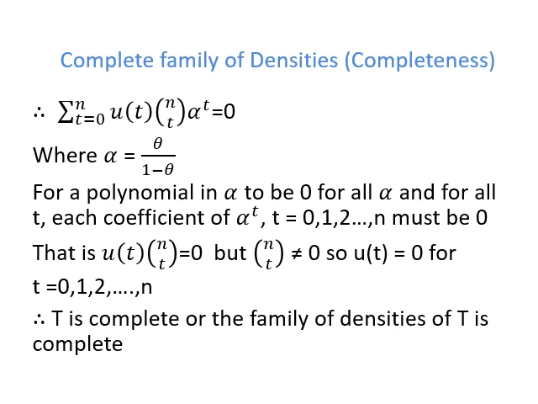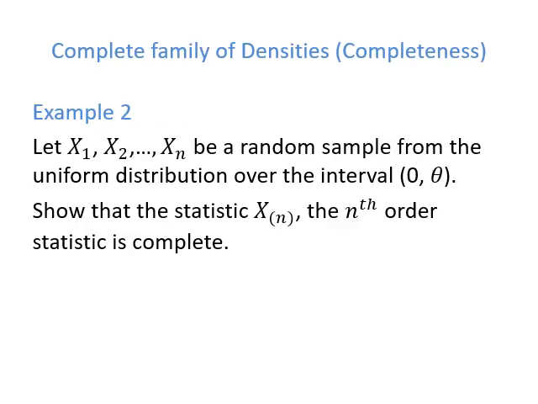Like this, we have proved that T is a complete statistic, or that the family of densities of T is complete. Because remember, to show that T is complete, we had to show that the expected value of u(T) equals 0 implies that u(T) itself is equal to 0. And that's what we got here. We got that it has to be that u(t) equals 0. And this is satisfied for all t and, of course, for all θ. That means that T is complete, or the family of densities of T is complete.